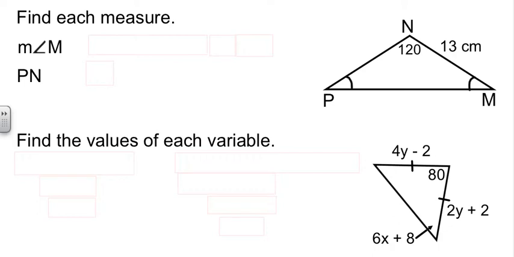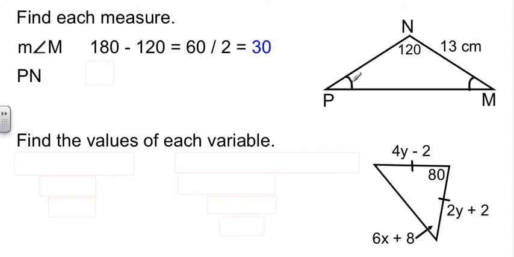Let's apply these ideas and see what we can figure out. Our first job is to figure out the measure of angle M. They've got it marked that the measure of angle M and the measure of angle P are the same. We know the three of these add up to 180. Well, if I take this 120 out, that leaves 60 degrees to share between two angles. So 60 divided by 2 tells you each of these two angles is 30.